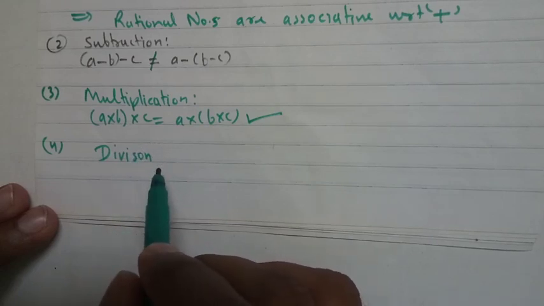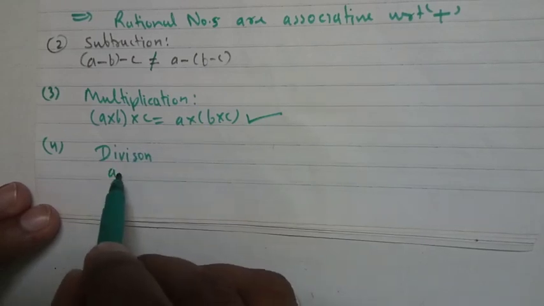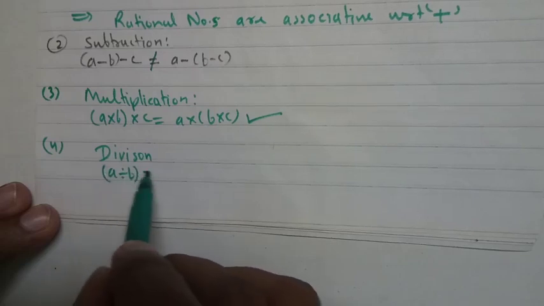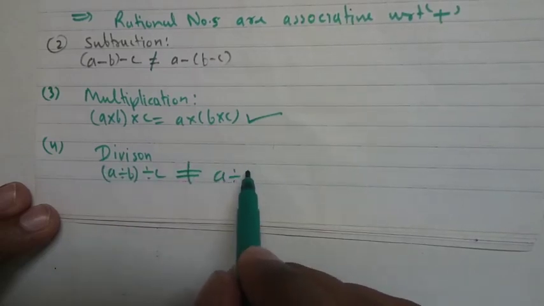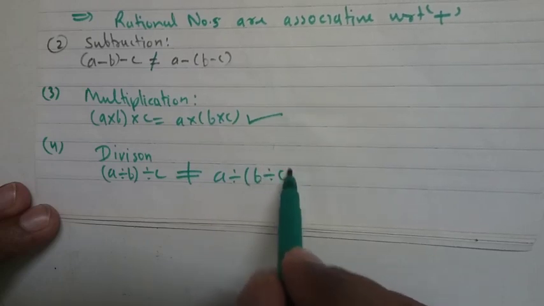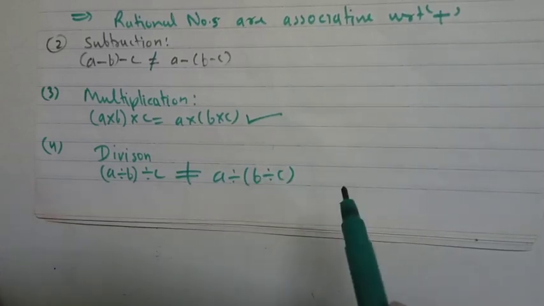Like for the division, they were not commutative, so they will be not associative also. Okay, so a divided by b divided by c cannot be equal to a divided by in bracket b divided by c.